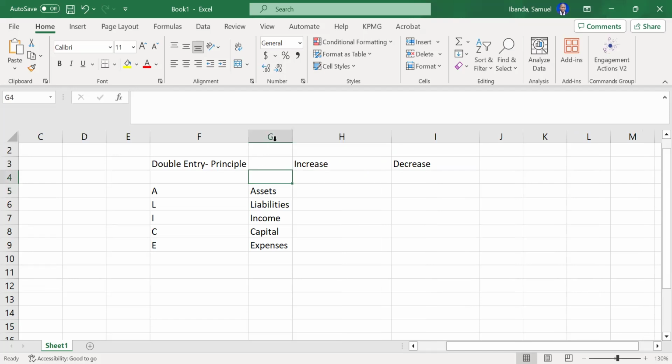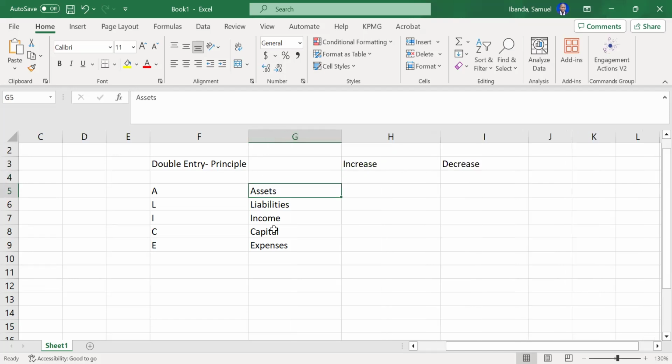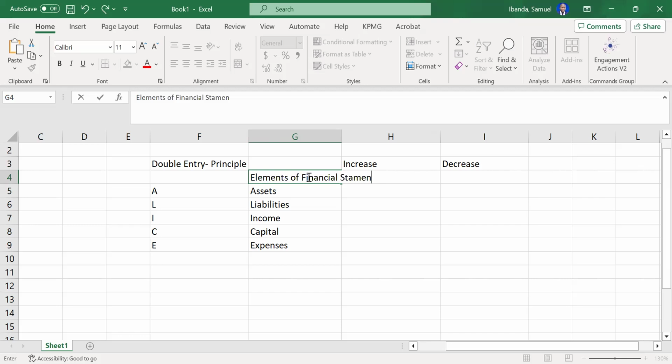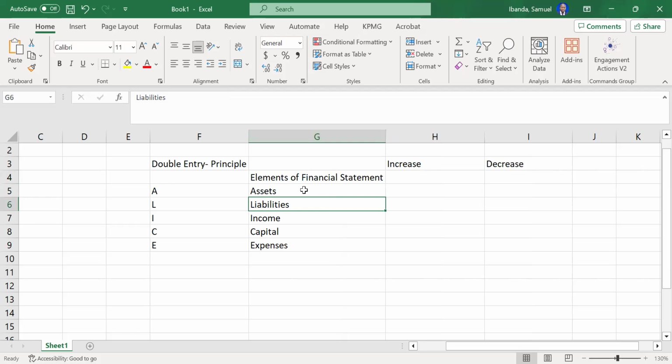Of course, all these that I'm listing out here are what we call elements of financial statements. When you look at the different financial statements that we have, you'll realize that these items will surface in each of the respective financial statements. That's why we call them elements of financial statements.